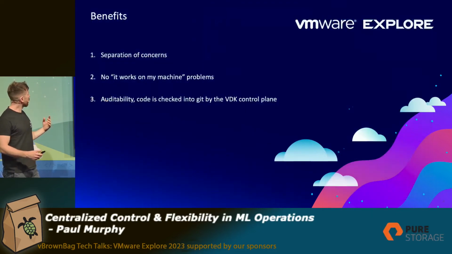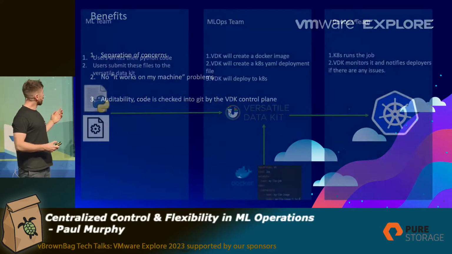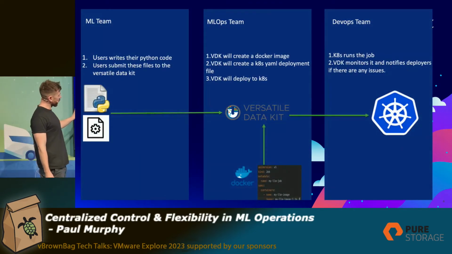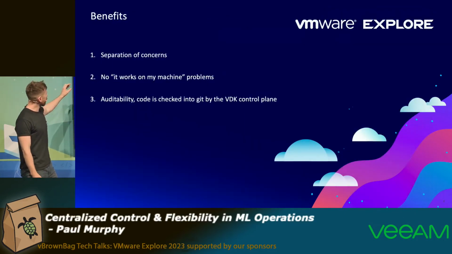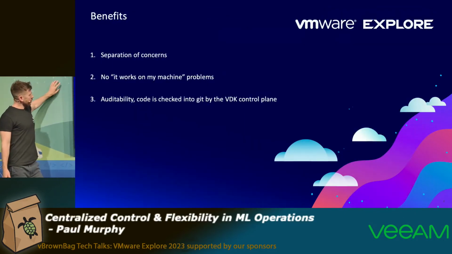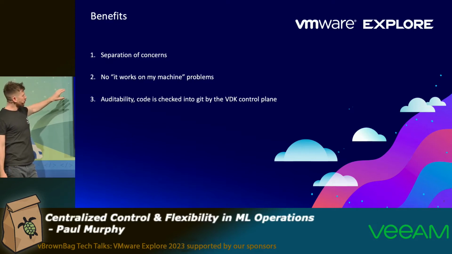So the benefits here are, firstly, separation of concerns. As an ML engineer, my code gets running on Kubernetes, which is what I want. But I don't have to focus on the Docker images or any of that stuff. I focus only on what I know.